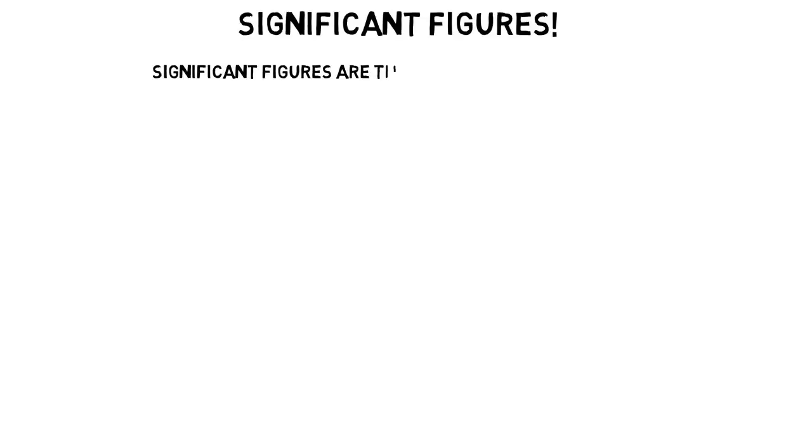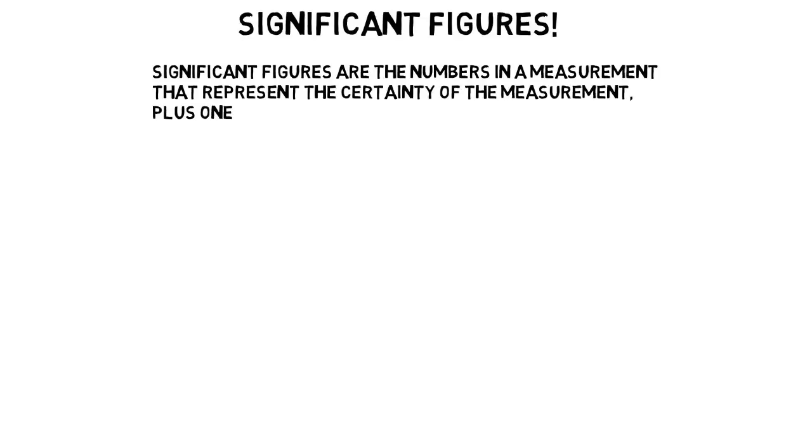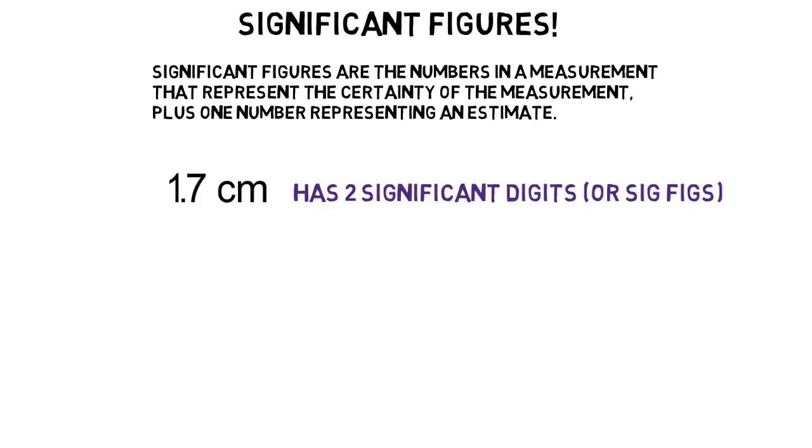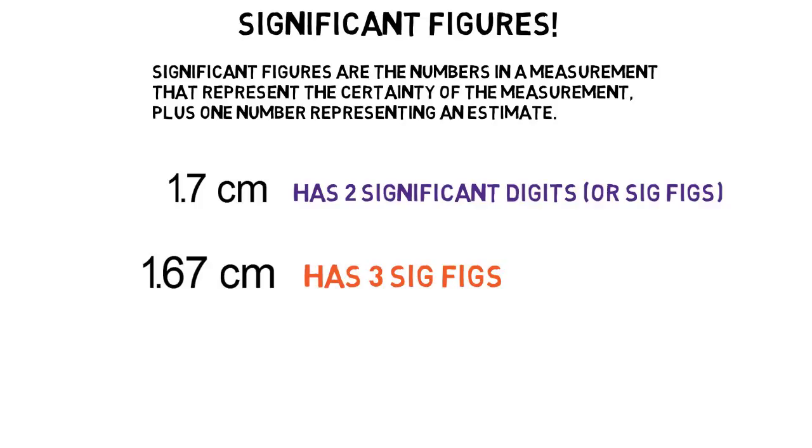The definition of a significant figure is the numbers in a measurement that represent the certainty of the measurement, plus one number that is an estimate at the end. So our first measurement was 1.7 centimeters. That number had a 1 for sure, and then a guess digit of 7. It has 2 significant digits. The second measurement was 1.67 centimeters. It has 2 digits that we're certain of, 1.6, and then it had 1 digit, the 7, that was the estimate. So this number has 3 sig figs.